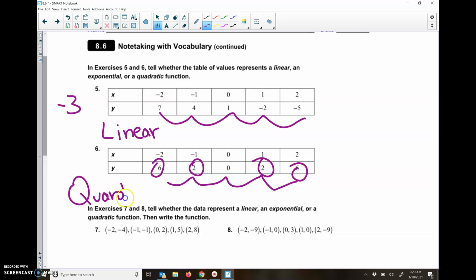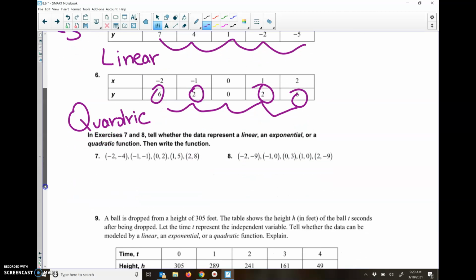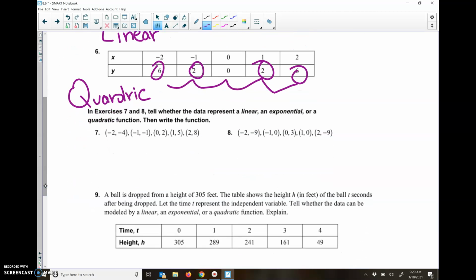So the one that we were missing here was exponential, and that would have been if we had a non-pattern, close to a multiplying pattern, but not really. Okay? Here we need to tell whether it's linear, exponential, or quadratic, and then write the function. Okay, so now we need to write the rule. So first of all, let's figure out if it's linear, exponential, or quadratic.